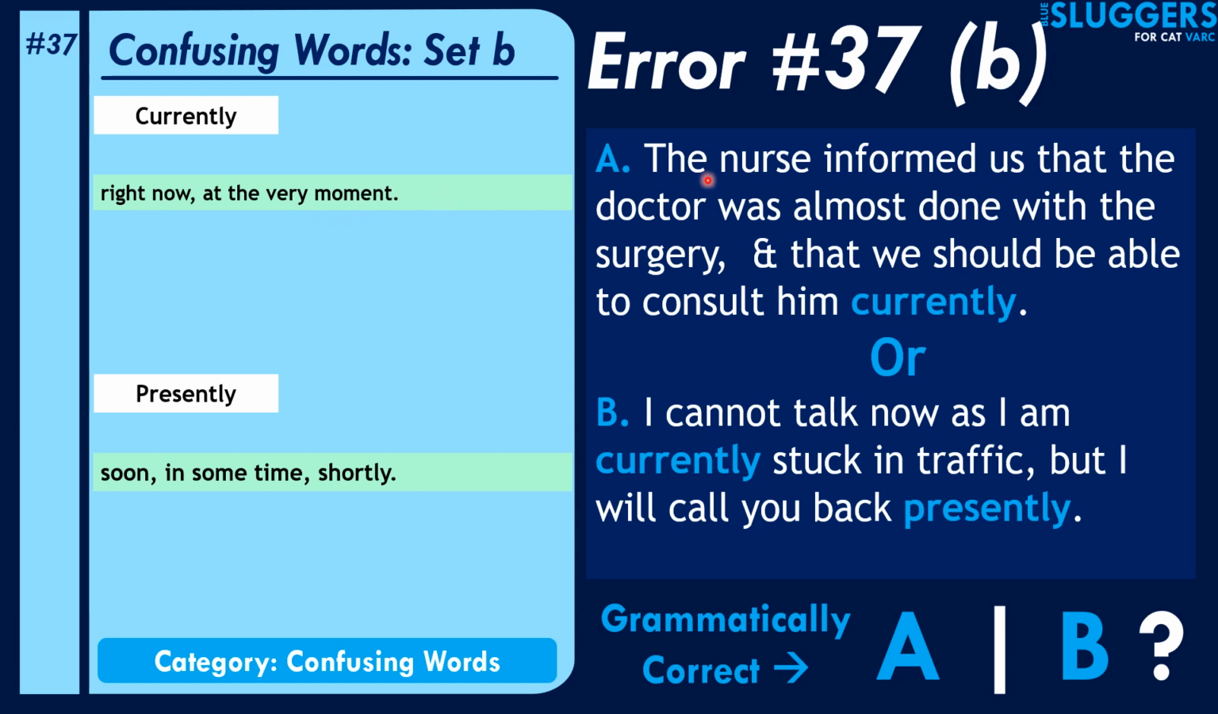As you say it. So if you look at the first sentence, it says the nurse informed us that the doctor was almost done with the surgery and that we should be able to consult him currently. Now this would be absurd. Why? Because wait, look, the nurse informed us that the doctor was almost done with the surgery. That means the surgery is not finished yet. He's almost done with the surgery, and that means he's still in the process of completing it, and that we should be able to consult him currently. That seems to imply that the nurse is asking the patients to go and consult the doctor while he's still completing the surgery. That means he's doing the surgery and also consulting, right? So that would be too much multitasking. So you get that.